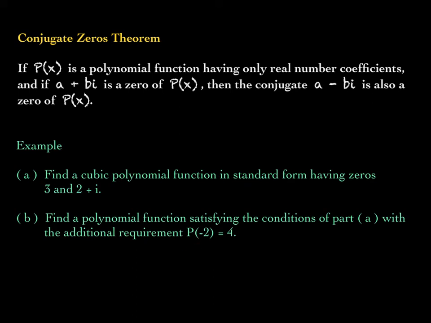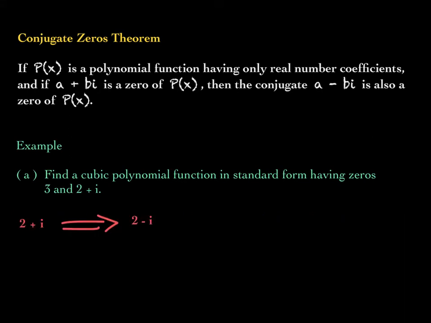I'm going to use the conjugate zeros theorem here to say that if 2 plus i is a zero, then I know 2 minus i must also be a zero. And that's what the conjugate zeros theorem says. So them giving me this zero implies that 2 minus i is also a zero. So we have all 3 zeros. What I'm going to do now is write out my function in factored form now that I have all my zeros.